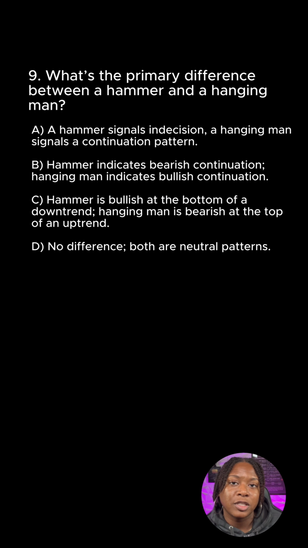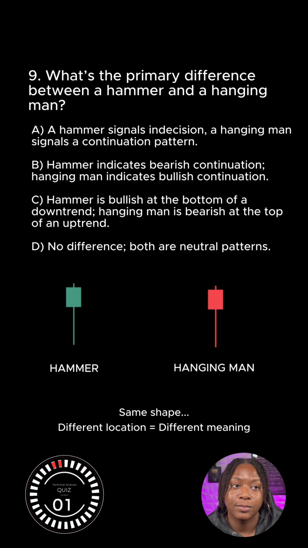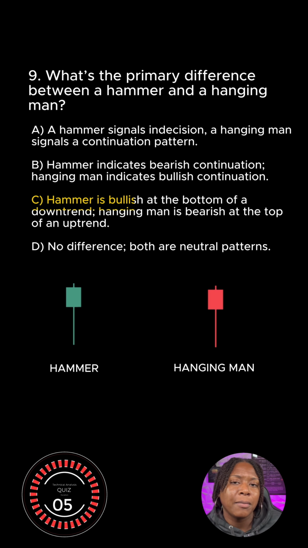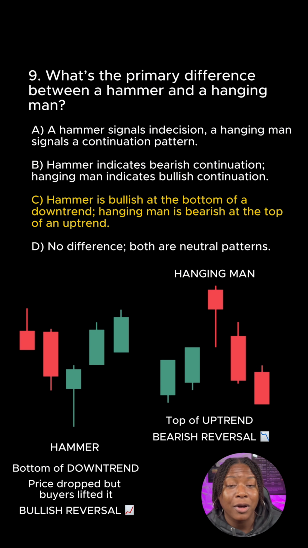What's the primary difference between a hammer and a hanging man candle? Hammer is bullish, and you're going to see it at the bottom of a downtrend, and the hanging man is bearish, and you'll see it at the top of an uptrend.